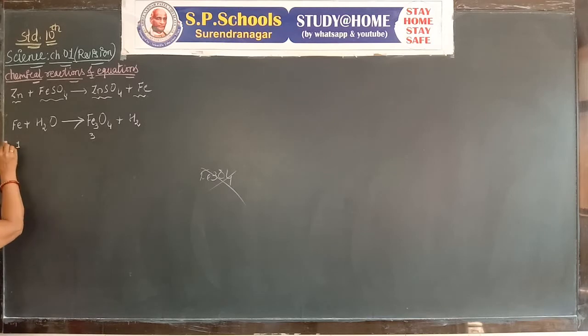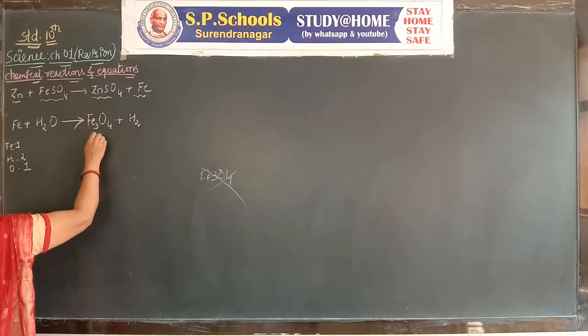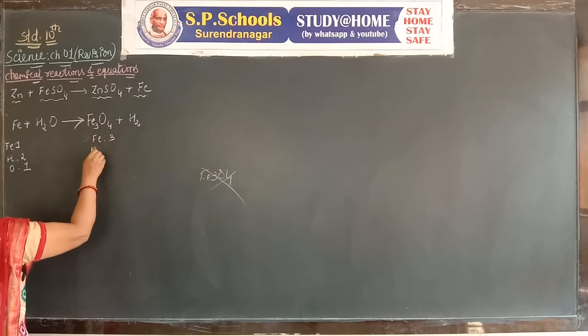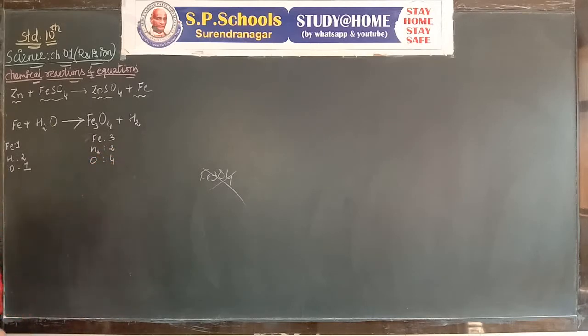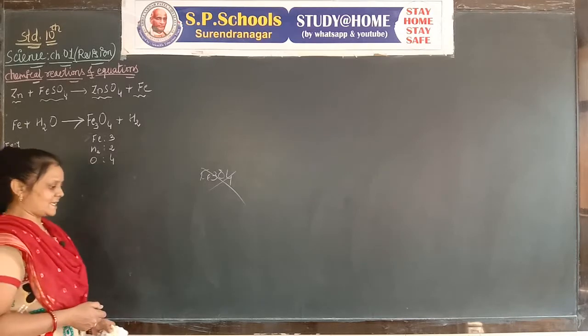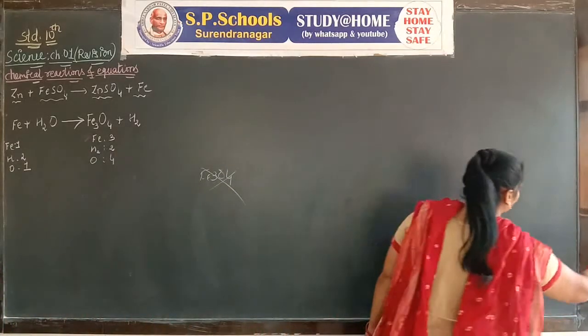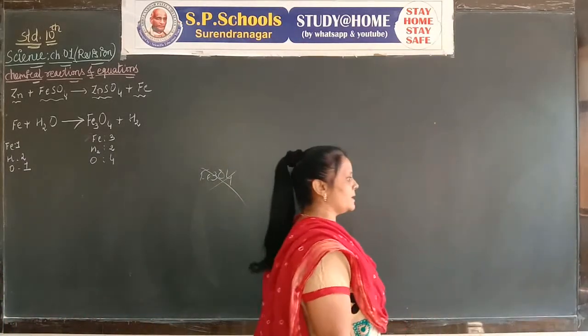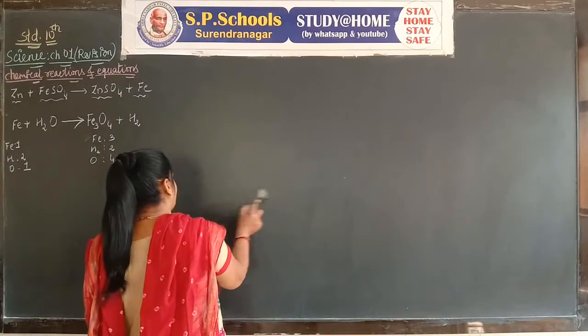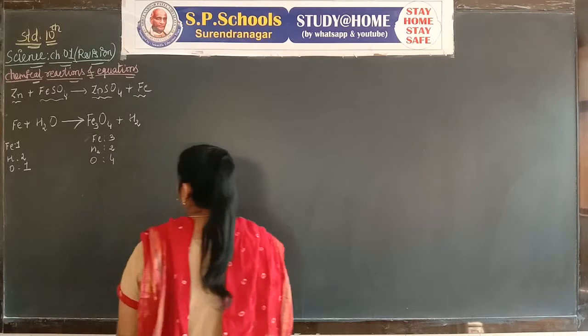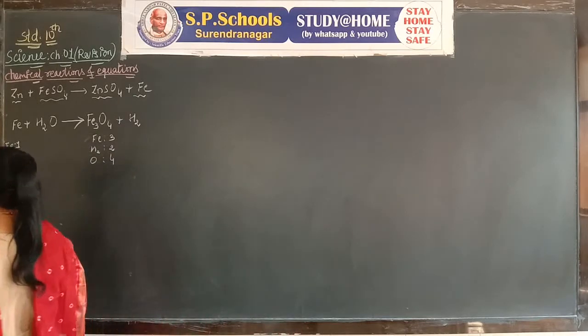What about hydrogen? Hydrogen will be 2 in number and oxygen 1. In the product, Fe is 3 in number, hydrogen 2 in number, oxygen 4 in number. So we have to balance this type of equation. The number of elements cannot be the same on both sides, so we have to balance them.